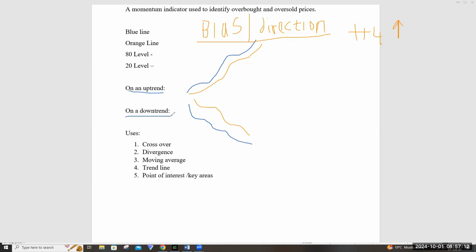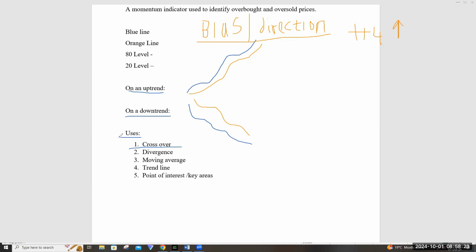So these, you know that you are on a downtrend. Now, what are the uses? What are the different uses that you can use your stochastic oscillator on? So what are some of the uses of the stochastic oscillator? Some of these uses you can use when you're doing your trade entry.